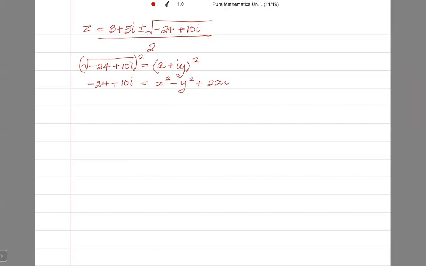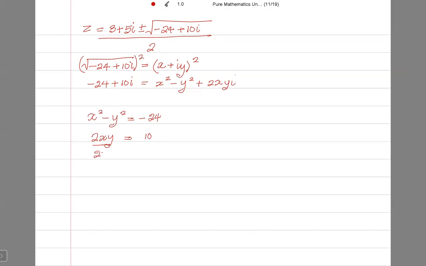X, y, i. Next, we're going to equate real and imaginary. Real on the left must be equal to real on the right. So real, which is x squared minus y squared, would be equal to minus 24. Imaginary, which is 2xy, is equal to 10.